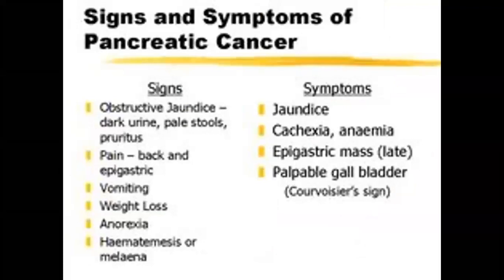Symptoms could include jaundice, cachexia, anemia, and an epigastric mass, but remember, this is a very late presentation. Palpable gallbladder, Courvoisier's sign or Courvoisier's law, you all should remember it.